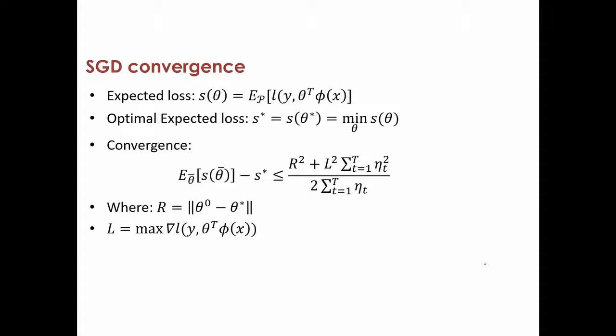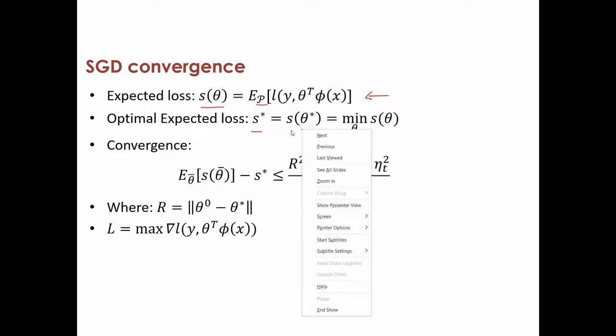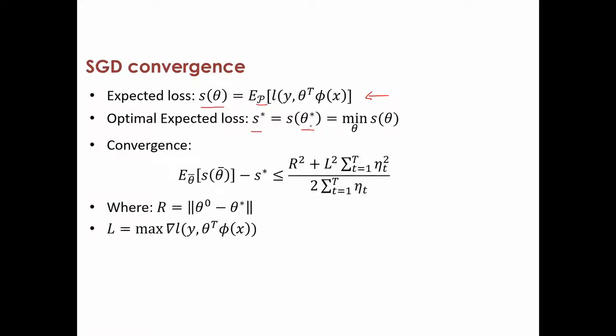So in order to prove this, we define the following. We define the expected loss, which is S of theta, with respect to the true probability distribution. So here there is no randomness. And we also have the optimal expected loss and the corresponding optimal parameters, S star and theta star. So these are the actual ones. There is no randomness.